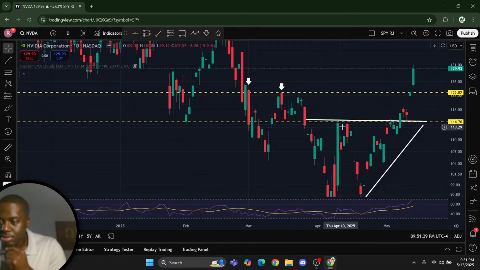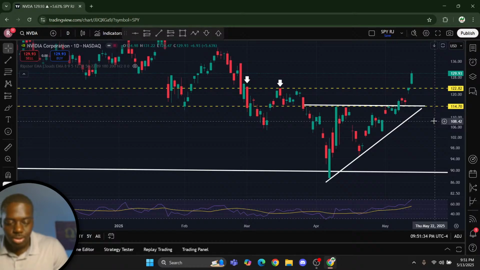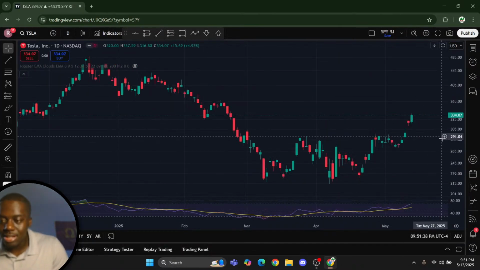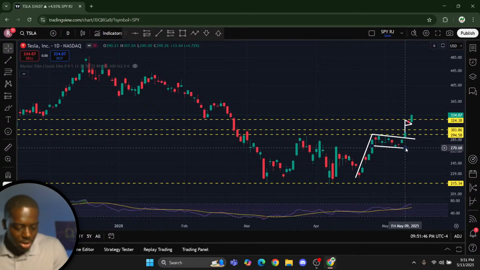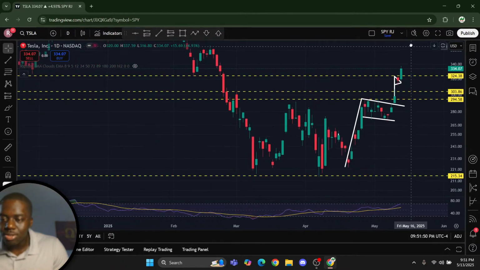Nvidia, there was an ascending triangle pattern on the daily. See what happened to it. Tesla's been going crazy. Another stock that I gave. I've been talking about Tesla when it was right here. So I caught Tesla right here. I caught it on a breakout. I caught the Tesla breakout because I understood what this stuff was telling me.